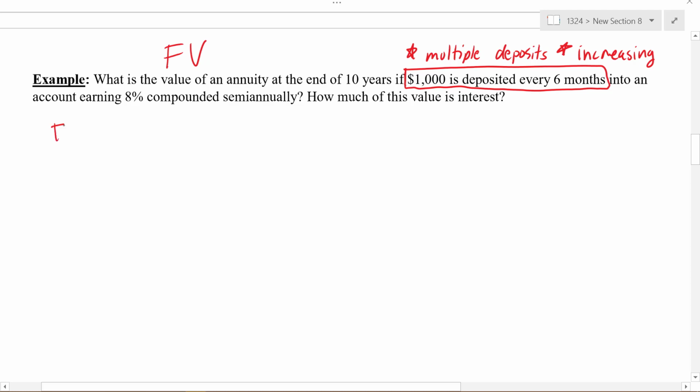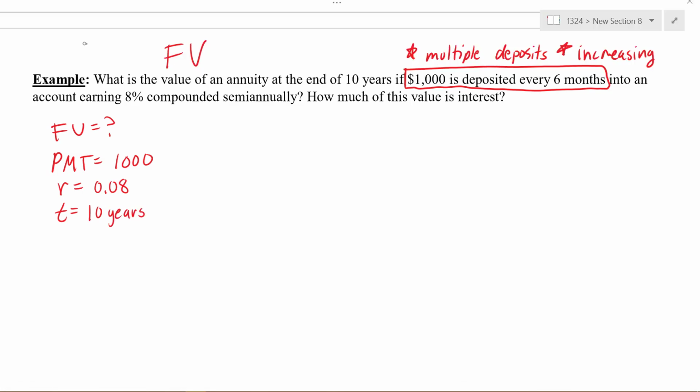Okay, so the future value is what we're looking for. We don't know that future value. The second thing we want to know is what's the payment? Well, we know the payment is $1,000. Our interest rate, 8%, so that's 0.08. The T value, we're doing this for 10 years, so our T is 10 years. What about our M value? It says that it is compounded semi-annually, so our M value is 2.